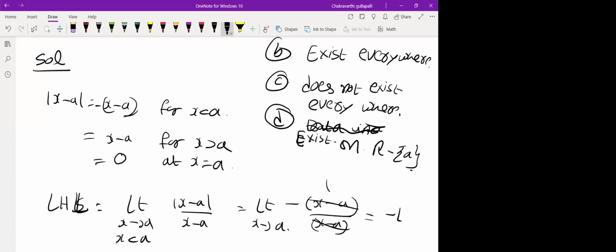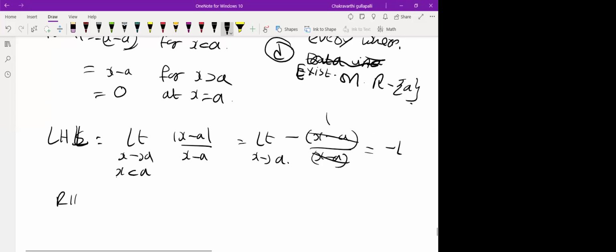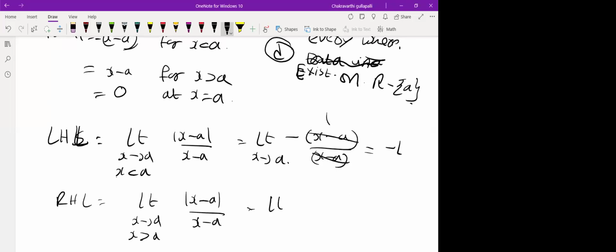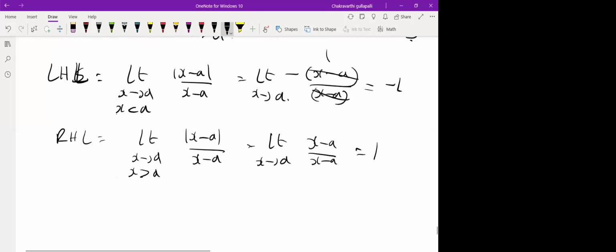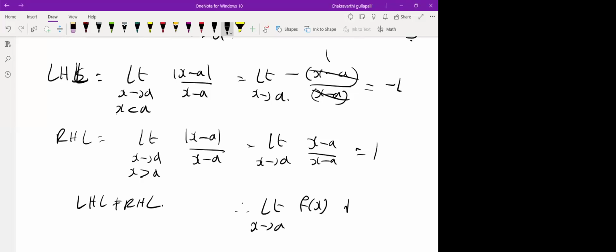LHL is minus 1. Next, what is RHL? Limit x approaching A, x greater than A, mod x minus A by x minus A, which is limit x approaching A, x minus A by x minus A, which is 1. So LHL exists, RHL exists, LHL is not equal to RHL. Therefore, up to this, all of you will do, but while concluding only that matters. Therefore, limit does not exist. f(x) does not exist at x equal to A.